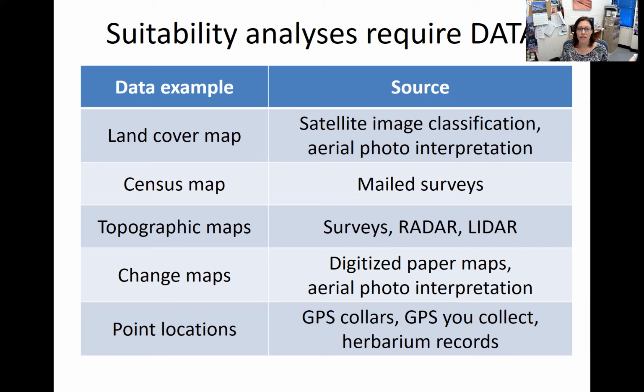So those lat-long locations could come from data that you collect. They could come from animal collar data. They could come from museum records or herbarium records. These are all things that are available to you.